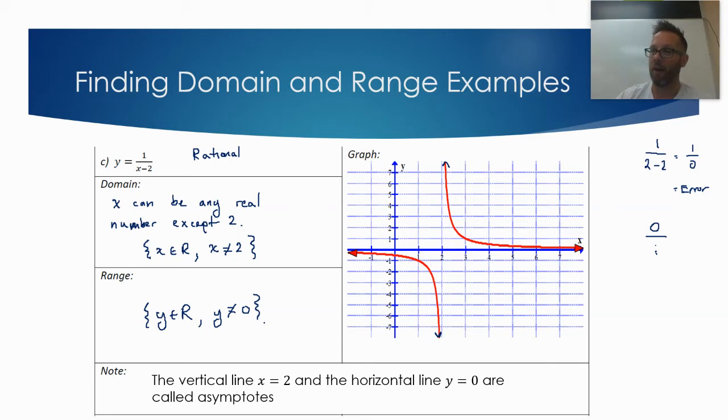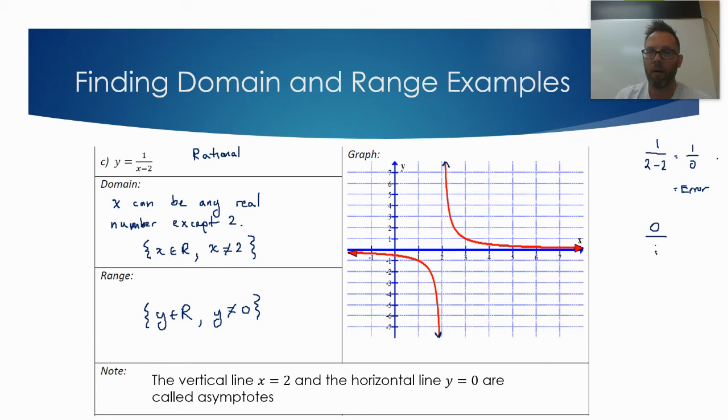And just as an aside, and we'll talk more about this in a later unit, the values that this function doesn't hit, that vertical line x equals 2 and the horizontal line y equals 0, we give those a special name, and they're called asymptotes. We'll come back to those later, but that's just an interesting aside. It's not really crucial to know right now.